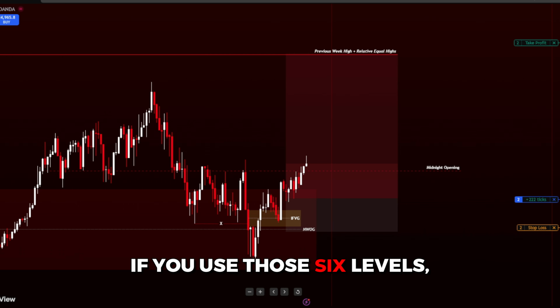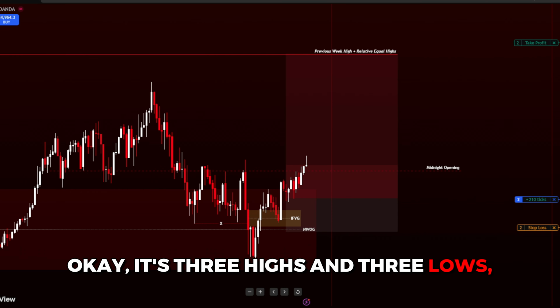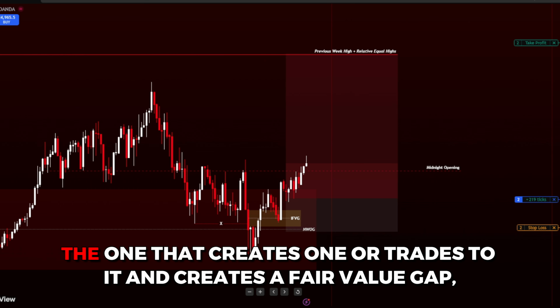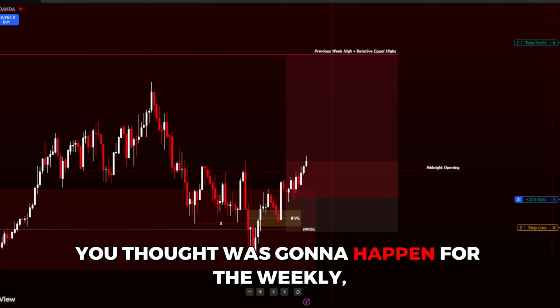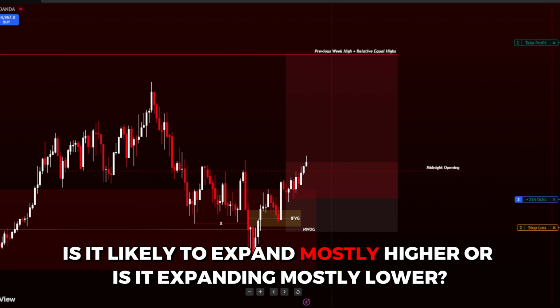If you use those 6 levels, okay, it's 3 highs and 3 lows, which one has been traded with a fair value gap? The one that creates one or trades to it and creates a fair value gap, and it allows you to move in sync with what you thought was going to happen for the weekly. Like, where is it going to go on the weekly chart? Is it likely to expand mostly higher, or is it expanding mostly lower?